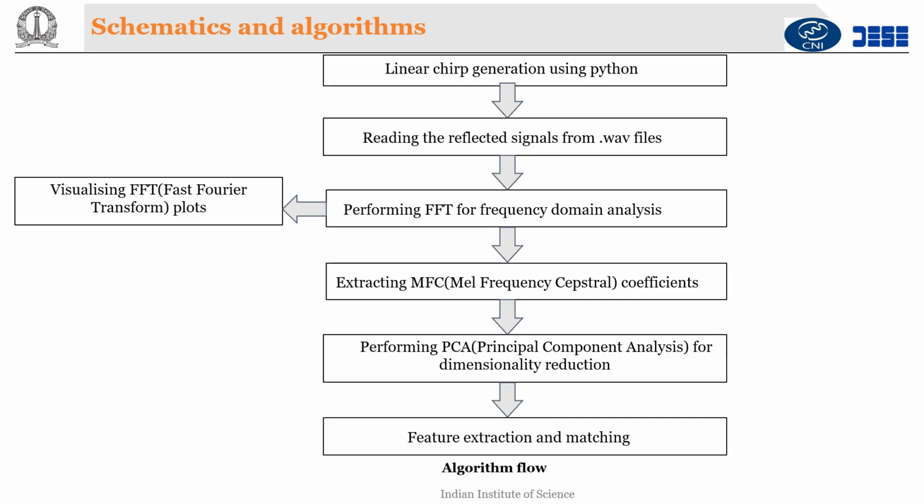So the algorithm which we are currently following for the reflection signal from the ear is this: before generating the signal, we create a linear chirp signal which has increasing frequency from 0 to 20 kilohertz, which is in the audible range of humans. That signal is sent into the ear, and then we read the reflected signals in the form of a wave file, that is an audio file, and then perform FFT to convert it into a frequency domain analysis.